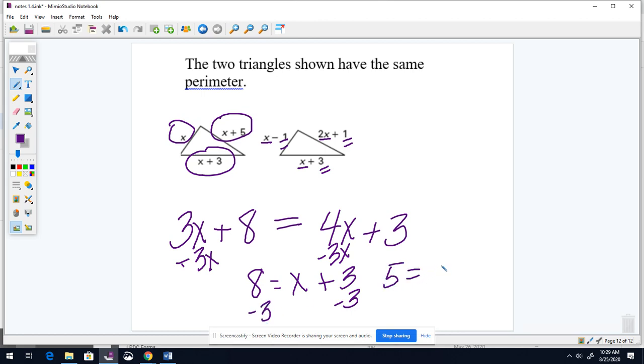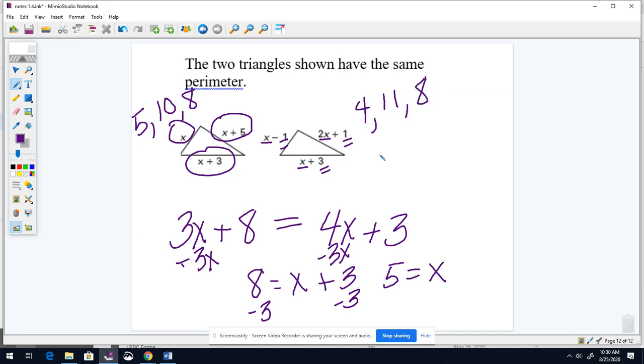One thing I like about word problems, real life problems, you don't end up with a lot of negatives. You don't end up with a lot of decimals. So I get 5. I want to see what the perimeters are. They should be the same, but I want to plug it back in and actually find the dimensions. So this first triangle, one side is 5, one side 5 plus 5 is 10, and one side 5 plus 3 is 8. This one, 5 minus 1 is 4, so one of my sides is 4. 2 times 5 is 10 plus 1 is 11, and 5 plus 3 is 8.